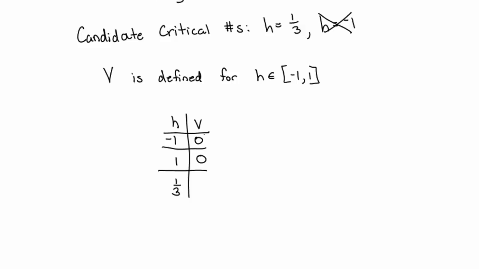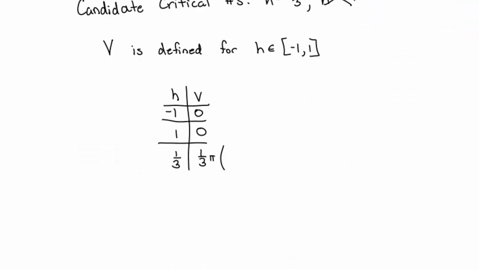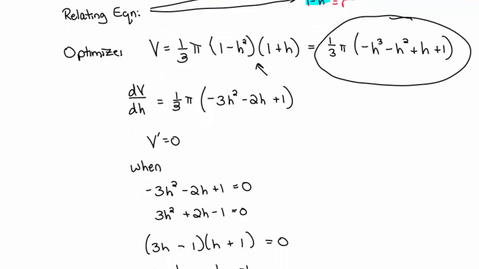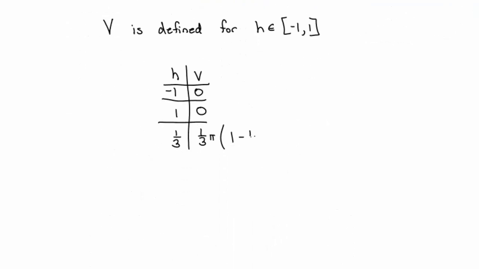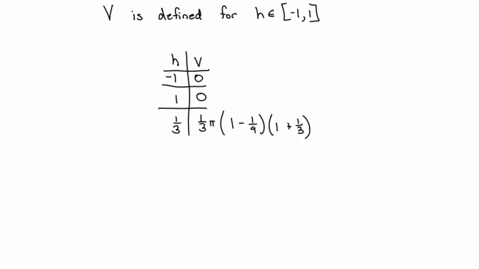When you plug a 1/3 in, you get 1/3 pi times the quantity. And then let me just plug in a third. Actually, I'm going to plug it into this version of it: 1 minus 1/3 squared, which is 1 minus 1/9, times 1 plus 1/3. Let me just double check that that was the formula. So I'm plugging it into this version right here: 1 minus the height squared, times 1 plus the height. And you see that's right there.